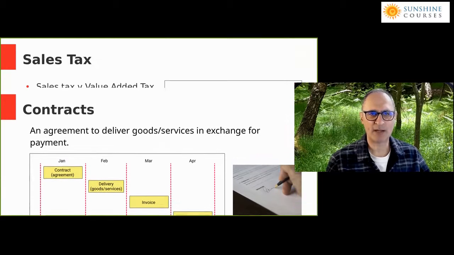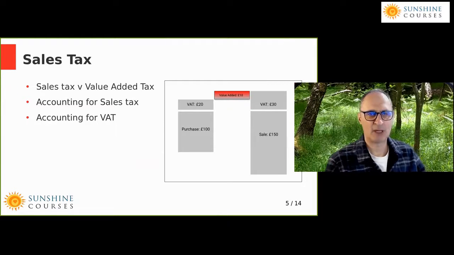So the first we're going to talk about is sales tax. I want to distinguish sales tax from a value-added tax. Sales tax, and typically America is a good example of where they have sales taxes. Sales taxes are simply a tax on the sales price of any goods you sell. So let's say you're selling ice cream for £10, a box of ice cream for £10. The government might say, right, I want 6% tax on everything you sell. So the vendor charges not just the £10 for the ice cream, but also 60p on top of that.